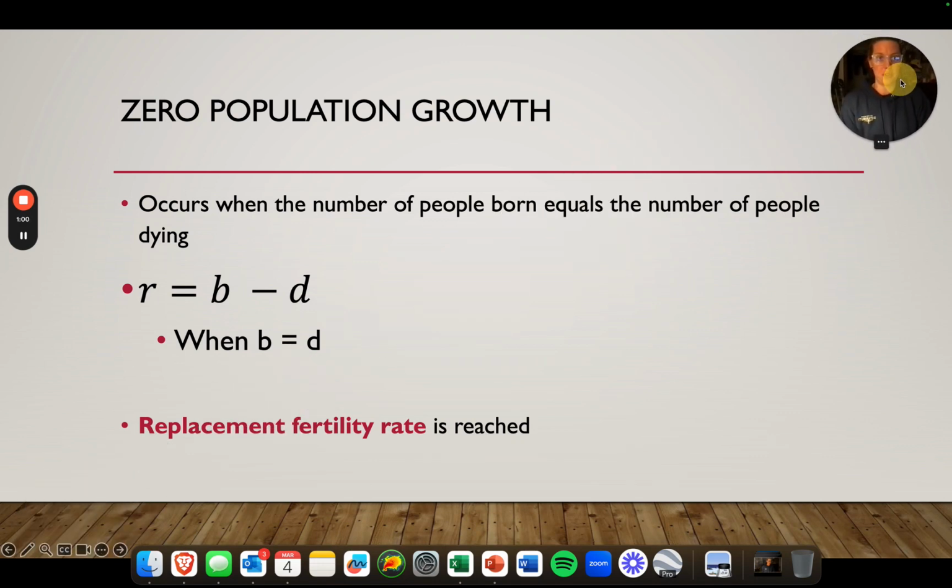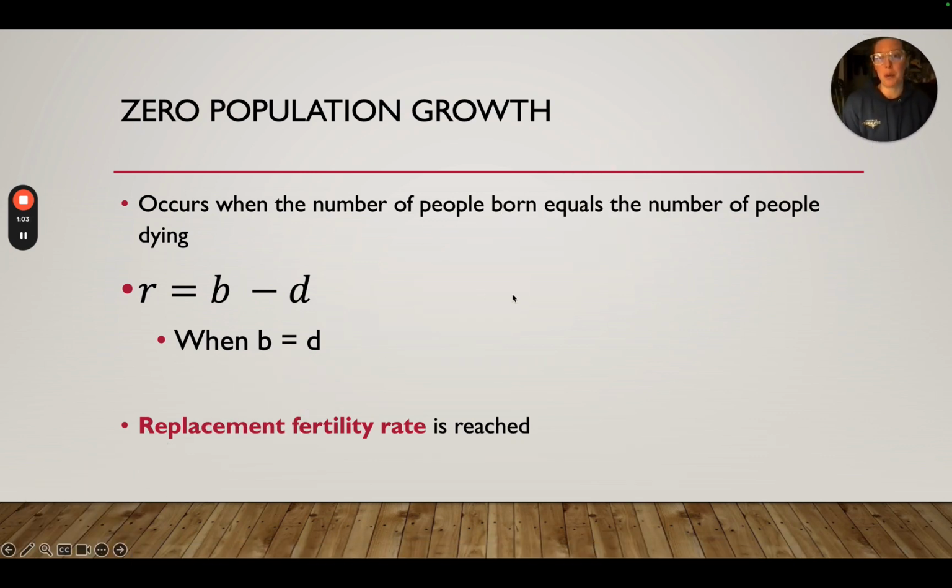Okay, so first starting with zero population growth. We saw this a bit already, but just going over it again. Zero population growth occurs when the number of people born is equal to the number of people dying. So, going back to the mathematical equation that we were just talking about, if they're the same, then you're not going to be growing your population. That basically means that your replacement fertility rate has been reached, and this value changes from country to country.